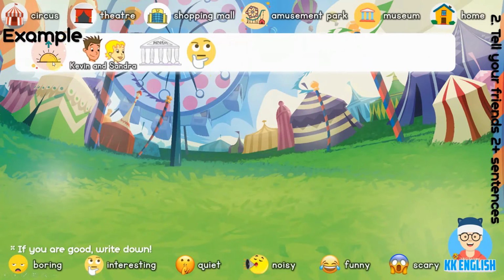What is this? You see the sun is rising. The sun is rising. This is morning. Okay. There are 2 persons here. Kevin and Sandra. And this is the museum. And what feeling is this? This is interesting. Okay. So how we are going to make the sentence? Let's read together.